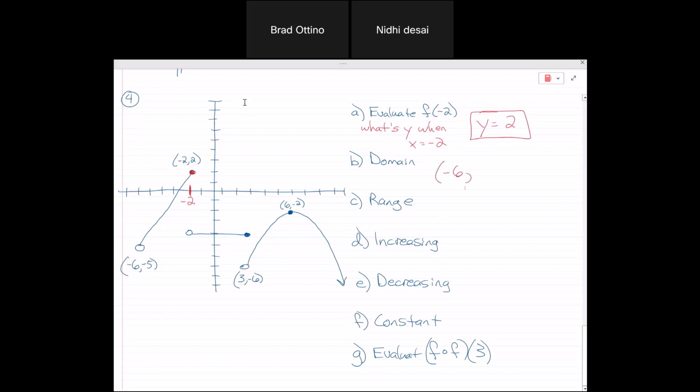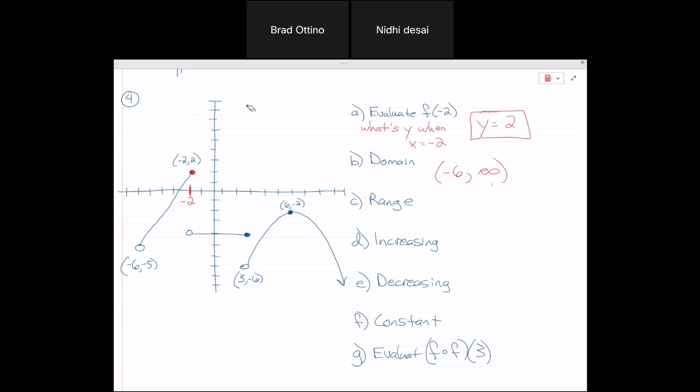And it looks like there's values up until forever, because that line means it keeps going. So we're going to say the domain would be from negative 6 to infinity. Even though there's some discontinuities there, meaning that there's like jumps and open circles, there are still y values for every x value from negative 6 to infinity.